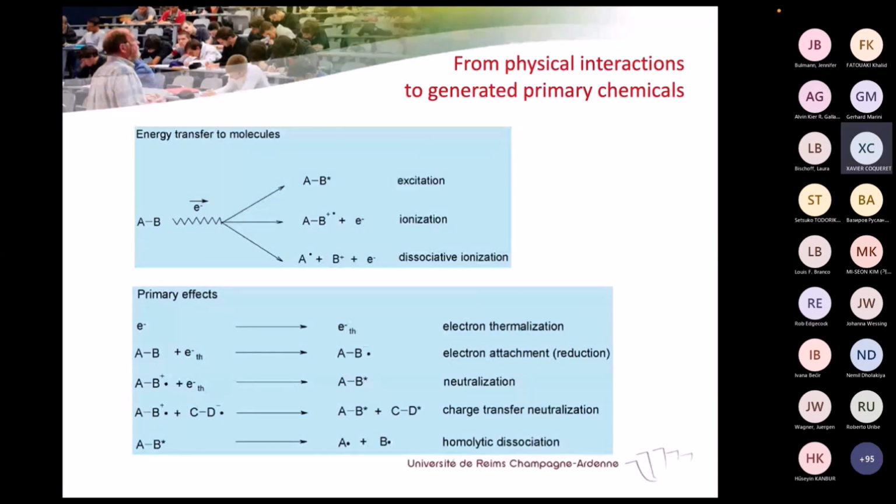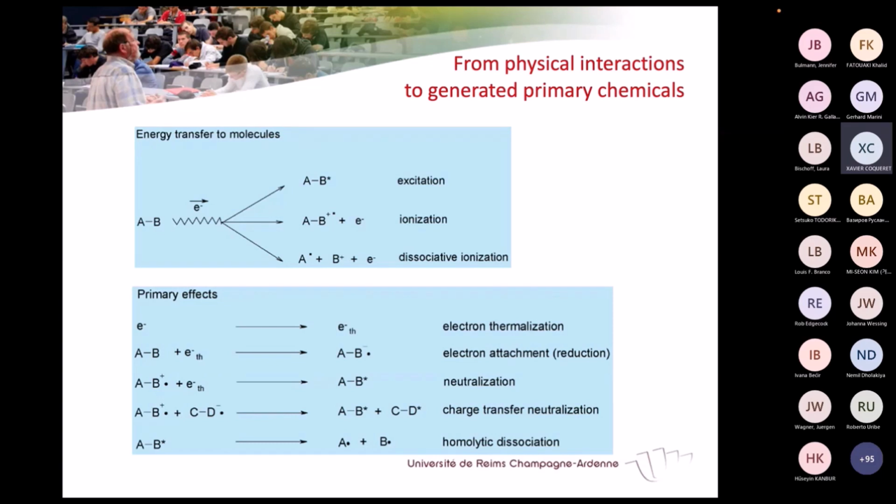So the primary effect, which starts to induce some chemistry, is the thermalization of the electron. It means its gradual loss of energy to allow it to be solvated by the liquid around if we are irradiating solutions. So then we have the solvated electrons, which can have strong reductive properties. And for example, this thermalized electron can react with the molecular assembly AB to form a radical anion, AB minus dot. This is the electron attachment, or simply reduction of a molecular assembly.